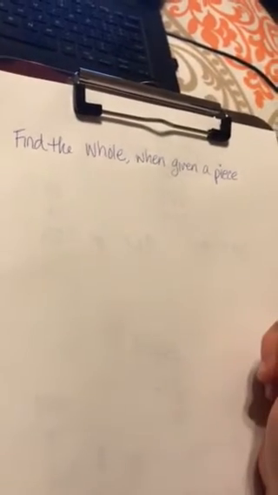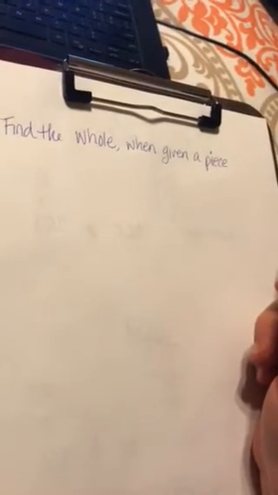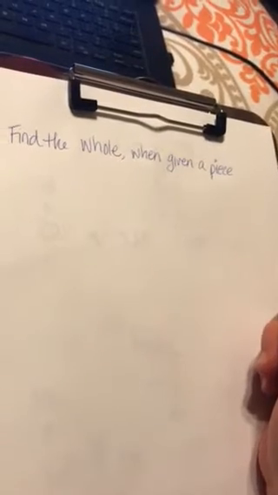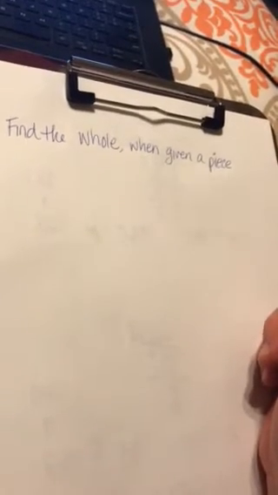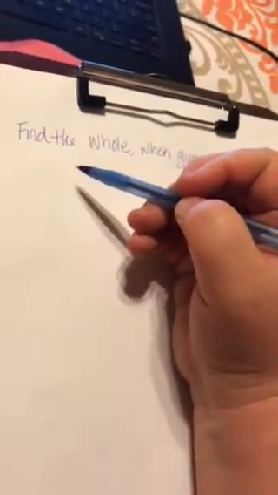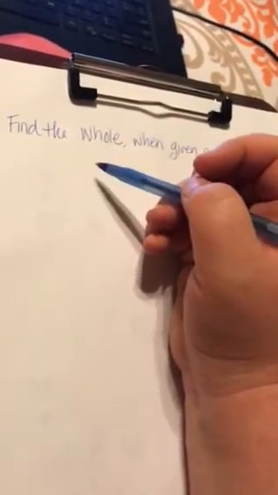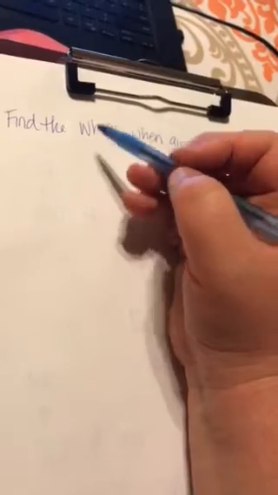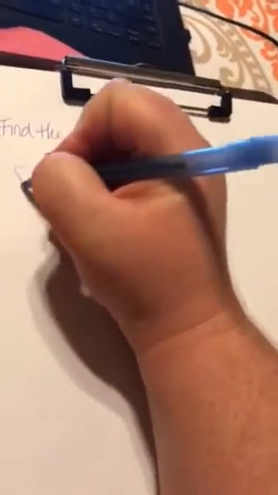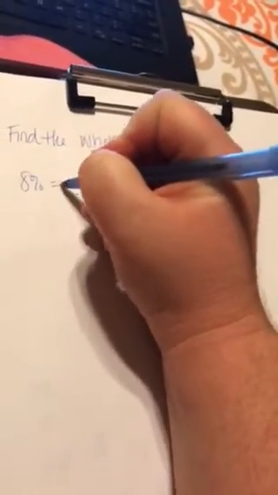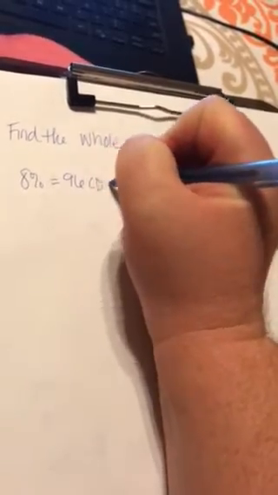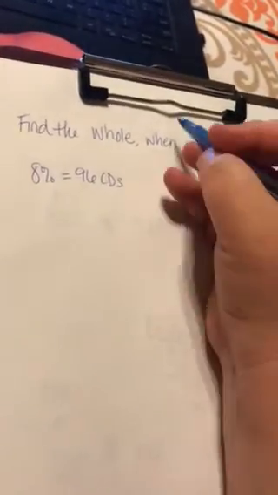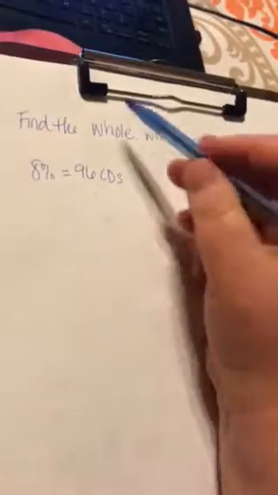It says Anna has 8% of her CD collection in a box. If there are 96 CDs in the box, how many CDs are in Anna's collection? So instead of saying, oh, let's find 8% of blah, blah, blah, and that'll tell you the piece. No. Now it's saying that 8% is 96 CDs. And so what we need to do is find the whole amount of CDs that she has.